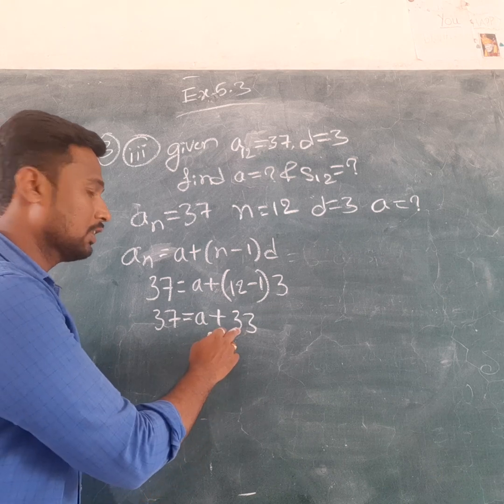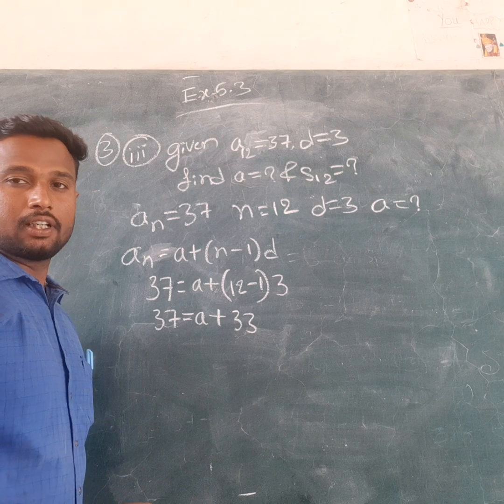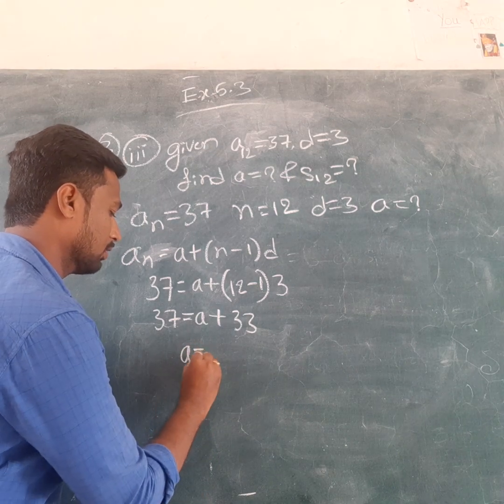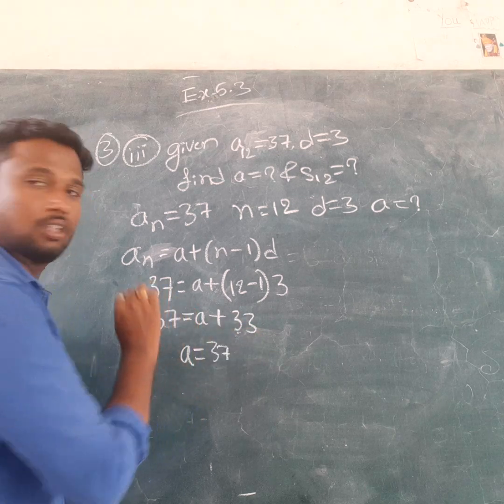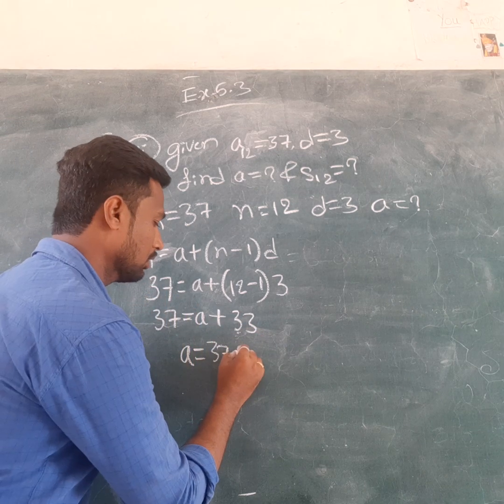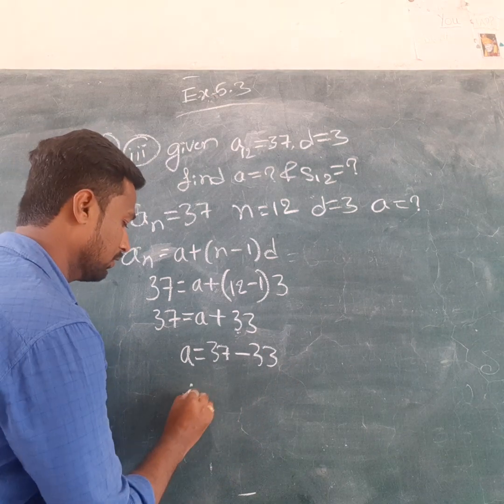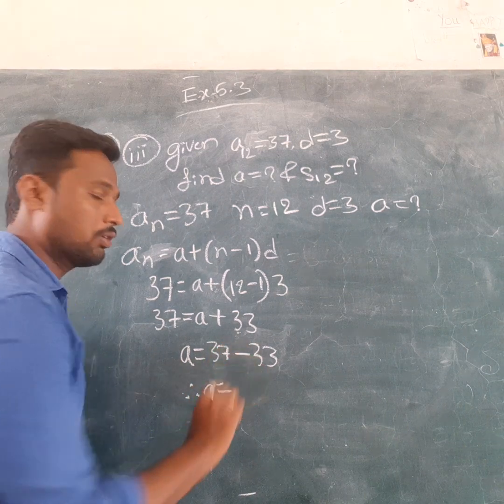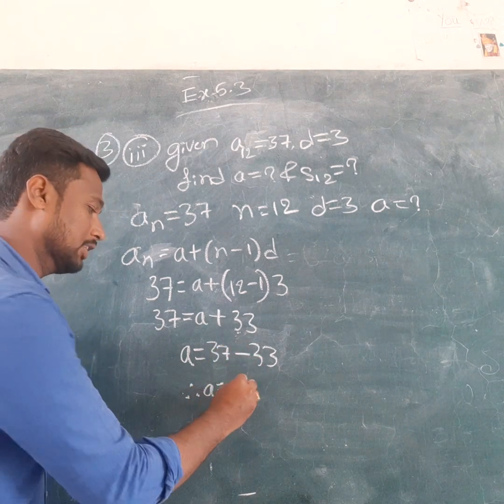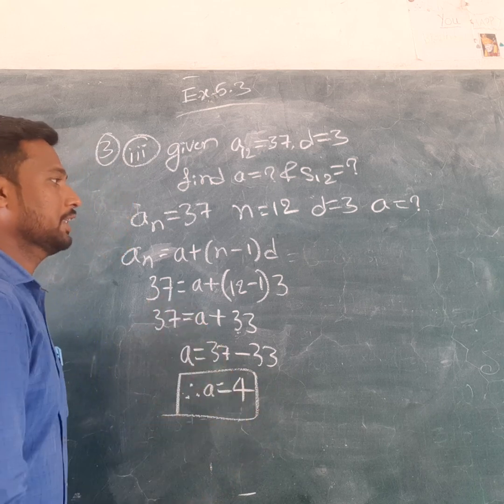So now I will send this 33 to left hand side. So a is equal to 37, so this positive integer will become negative integer. So 37 minus 33. Therefore a value is, what is the a value? 37 minus 33 means a value is 4. Right?